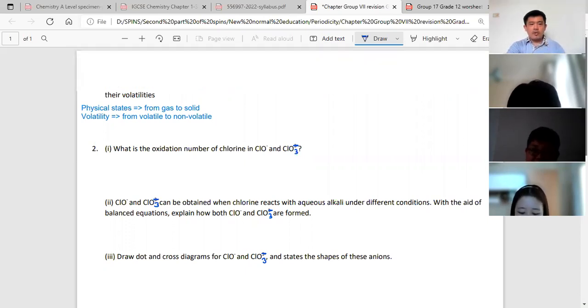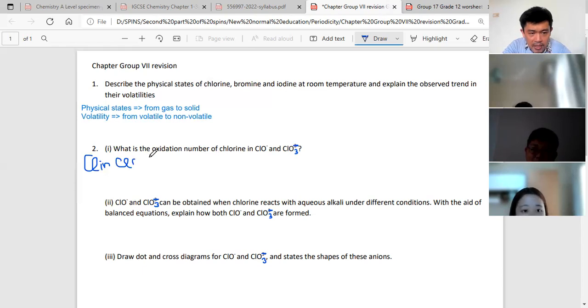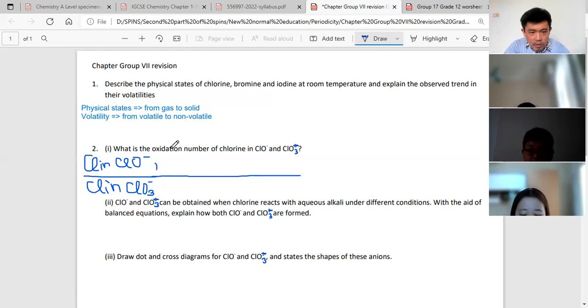Okay. What is the oxidation number of chlorine in ClO minus, and also chlorine in chlorate? Chlorine in chlorate(I) and chlorine in chlorate(V). This one, the oxidation state of chlorine equals positive 1, while this one, the chlorine in here is positive 5.